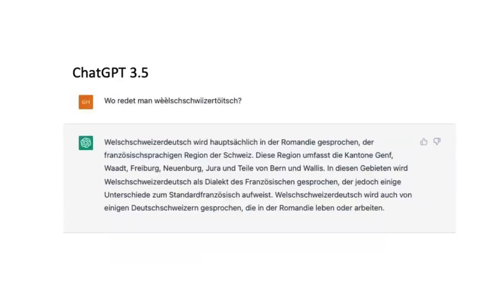And I actually played, so now, of course, there's the more modern version. And I did an experiment back then, so that was ChatGPT 3.5. And so I asked ChatGPT, wo redet man Weltschweizerdeutsch, right? And actually, you can see it got it wrong.